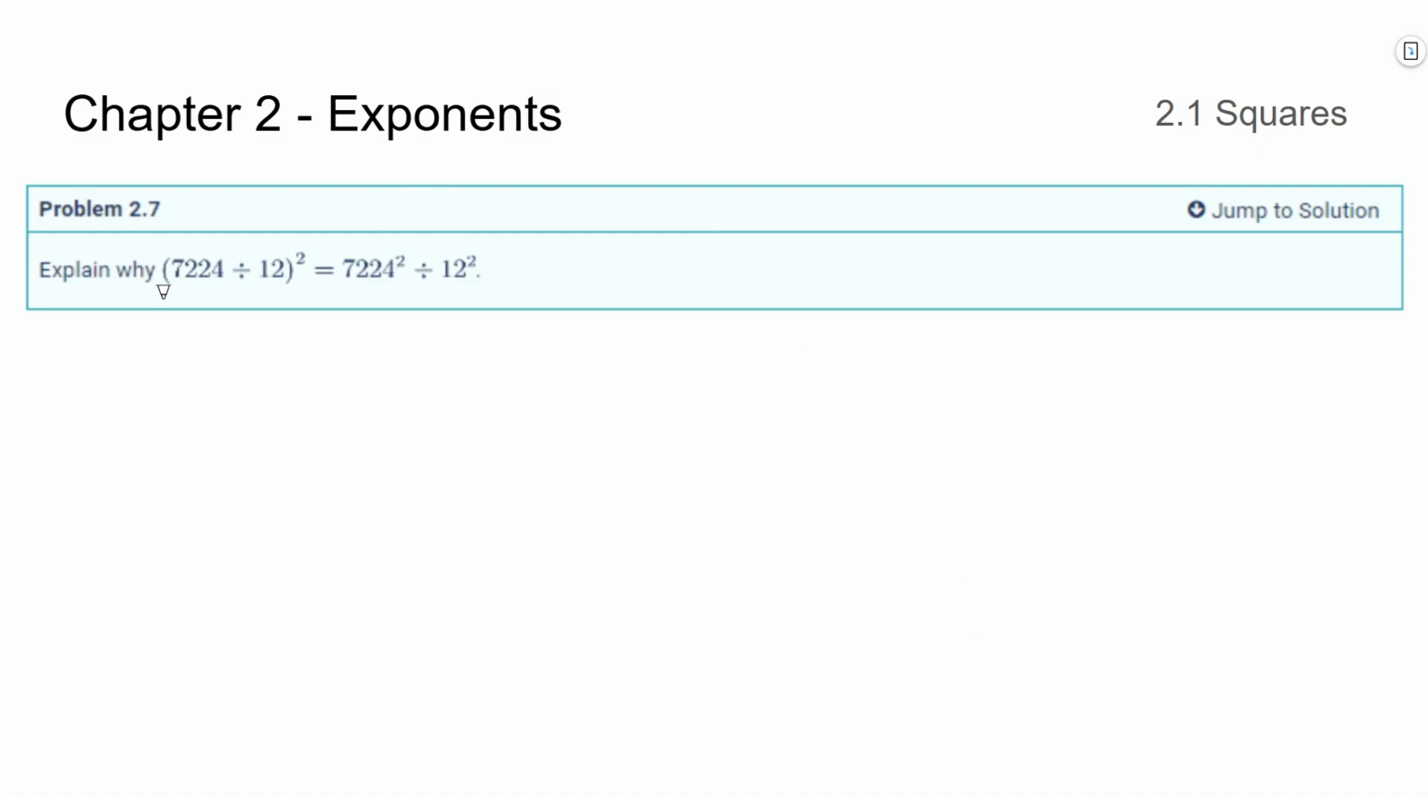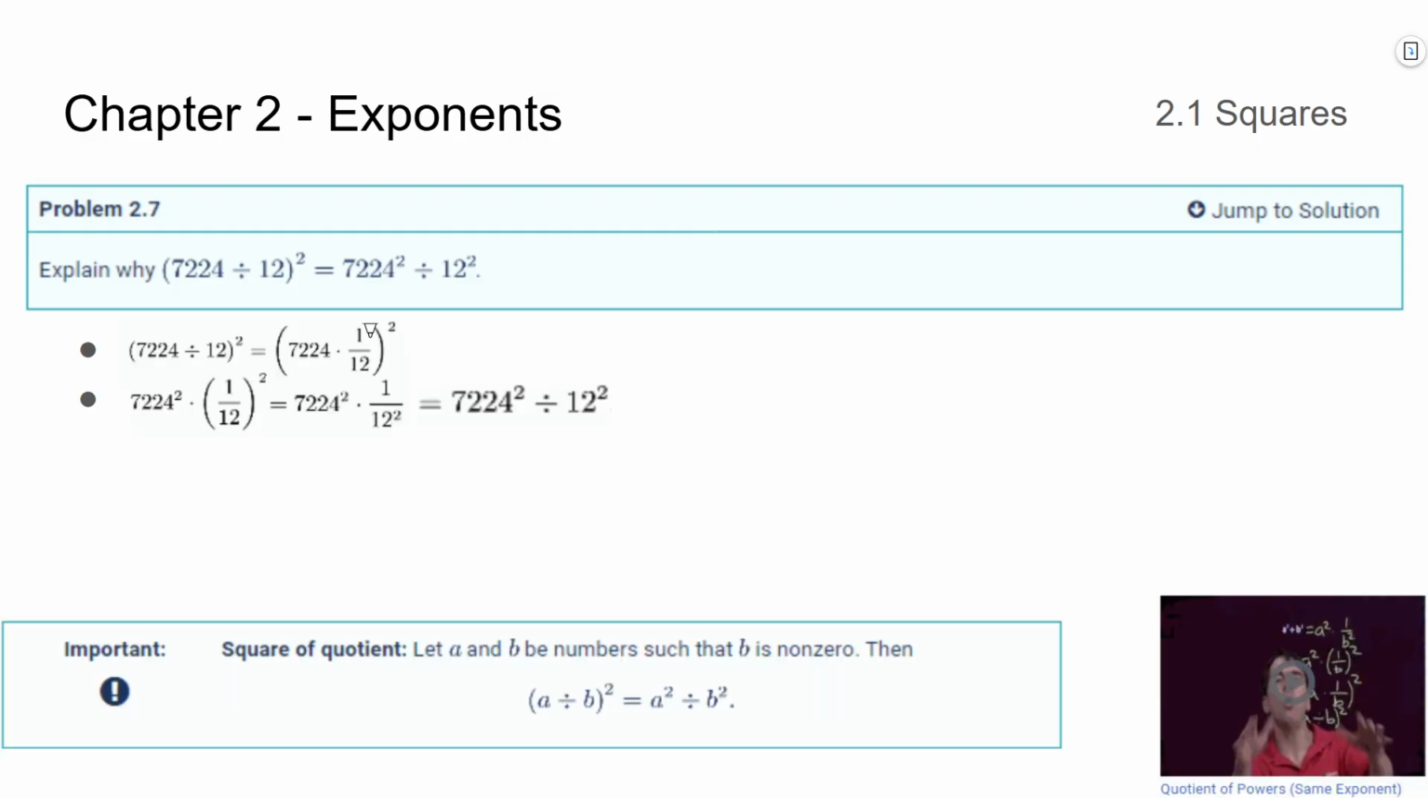Okay, to explain why 7,224 divided by 12 all squared is equal to this. Same thing as before, but now we're using division to see if the same thing that we can do for multiplication also works for division. So let's go ahead and do this one. First thing we want to do here is convert the division to multiplication. Remember, division is the same thing as multiplying by the reciprocal. So we have 7,224 times the reciprocal of 12, which is 1/12, and that's going to be squared.